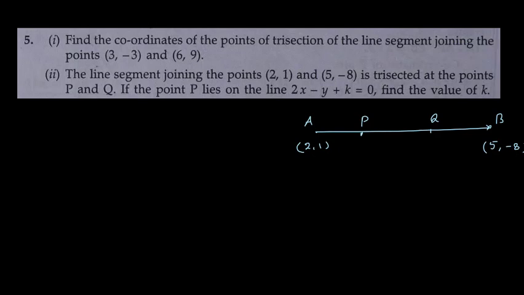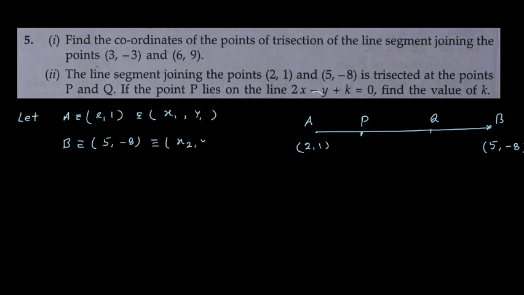Okay, so I have to find the coordinate of point P, and that point also lies on this line, so it will satisfy this. Okay, there is another way to solve this. I will say let A is, now in detail I am solving, 2 comma 1, which you can say is x1 comma y1, and there is another point B, which is 5 comma minus 8. You can say that this point is x2 comma y2.